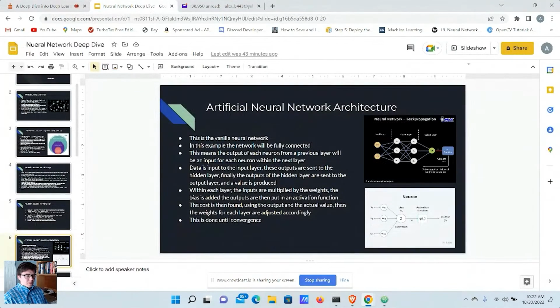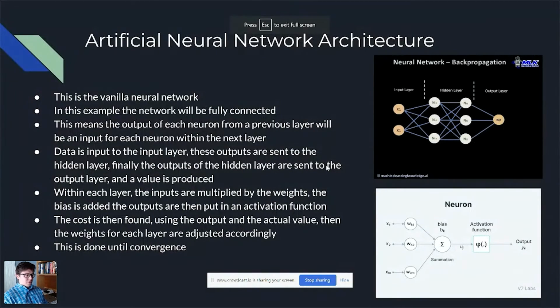So it's time to visualize neural networks as a whole. You can consider this an execution of each of the terms that we went over previously. This is what I call the vanilla neural network, also called the artificial neural network. In this particular example, the layers will be fully connected. And what that means is that the output of each node becomes the input of each node in the succeeding layer. So you can see this is an example of a fully connected neural network.